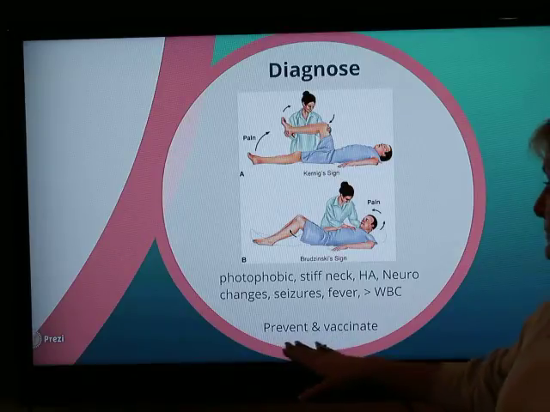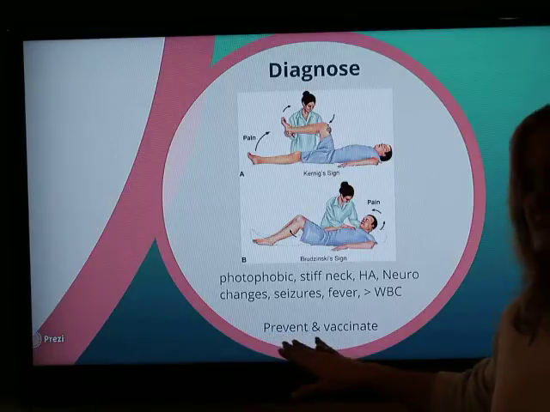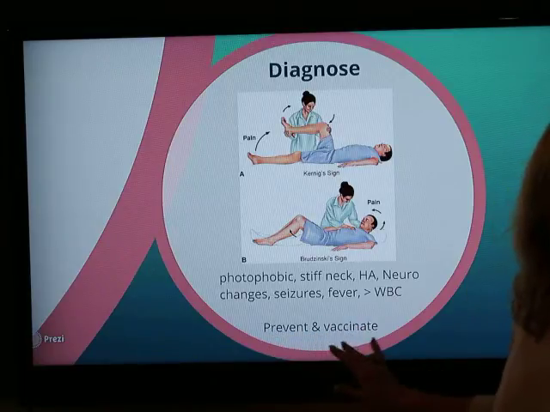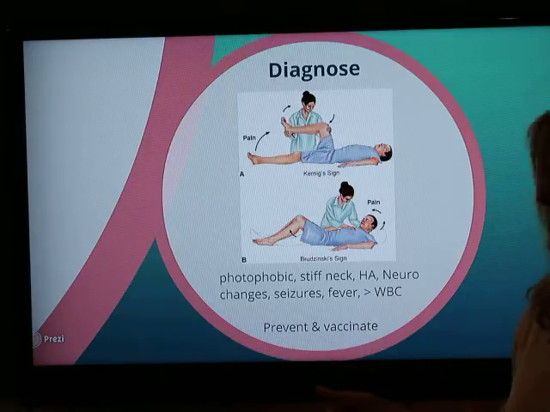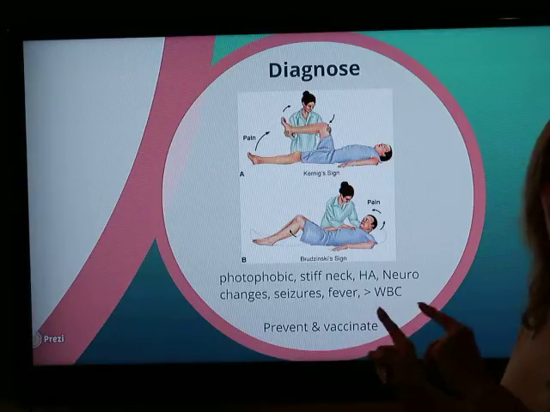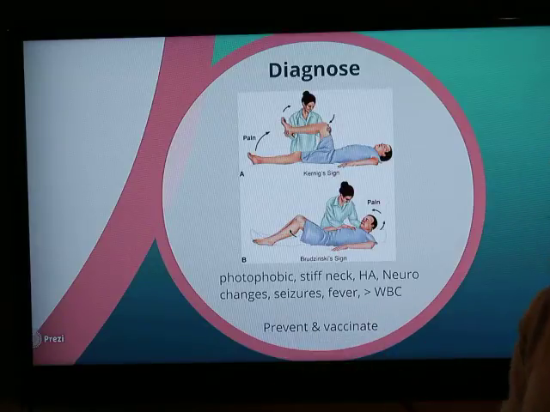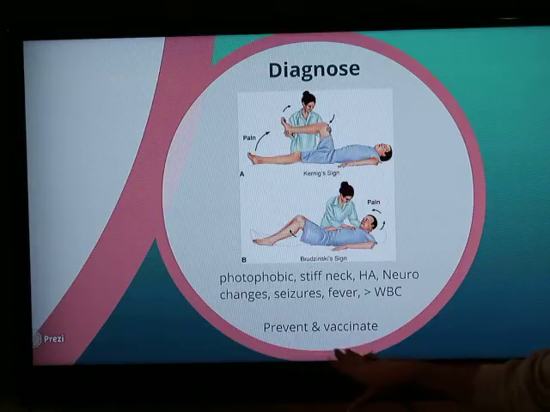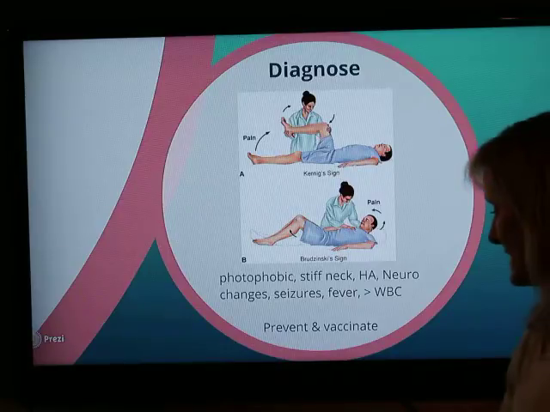The first thing we want to do is prevent it in the first place, and we've got a lot of good vaccines now where we didn't used to. So a lot of times what they're making college students do is get the meningococcal vaccine before they go into college dorms and stuff to prevent this, because now we do have a good vaccination for it.